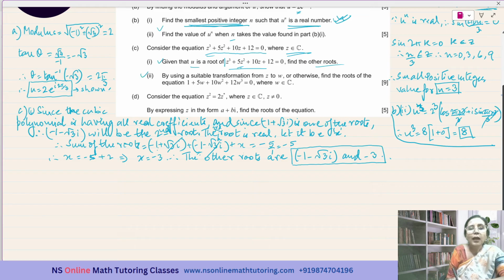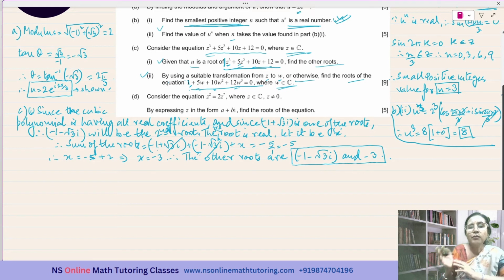Coming to subpart II. By using a suitable transformation from z to w or otherwise, find the roots of the equation 1 plus 5w plus 10w square plus 12w cube equal to 0, where w is another complex number. By using a suitable transformation from z to w, just by looking at these two equations, you see the coefficients are the same. This is 1, this is 1. Then 5, 5, 10, 10, 12, 12. The numbers are the same. Over here it is z cube, but we are not having any z cube over here or any w cube.